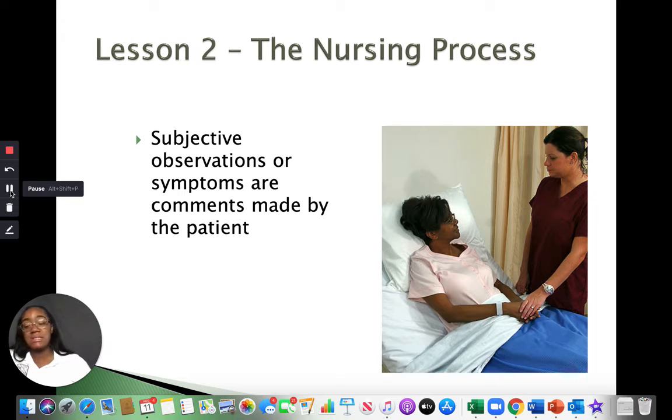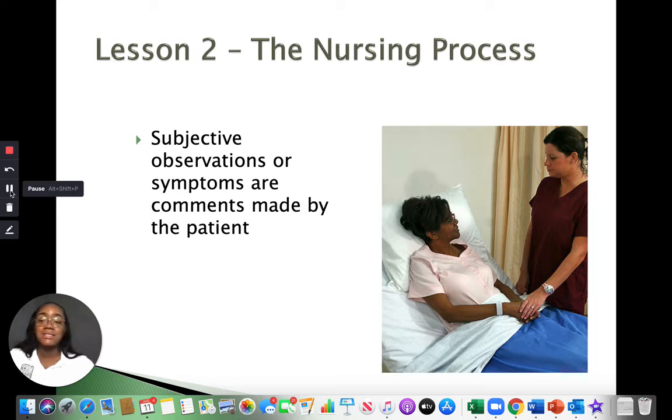Members of the nursing team may ask the patient questions after the patient offers information. In the sleep example, the nursing assistant will then ask the patient why he didn't sleep well. The patient answers, I have a lot of pain in my lower back.